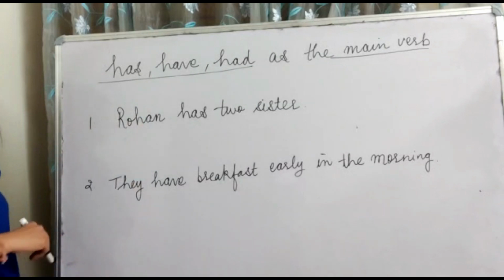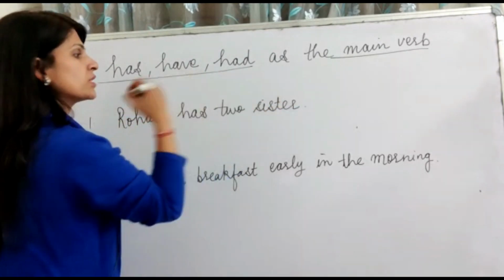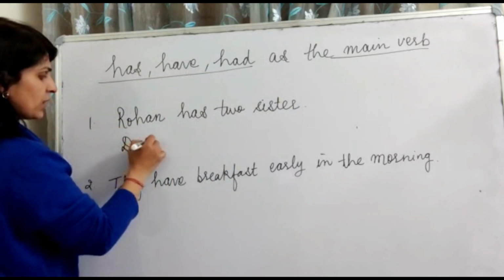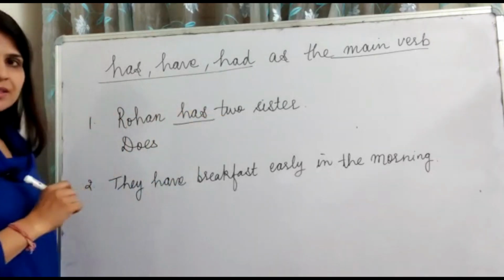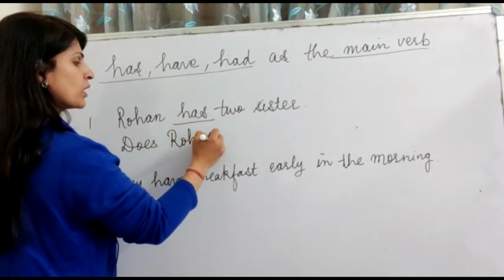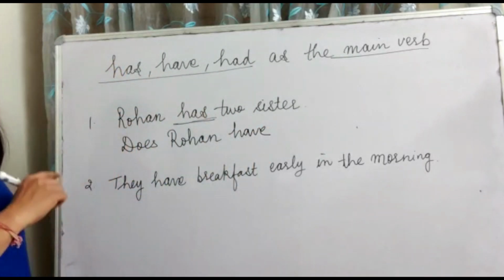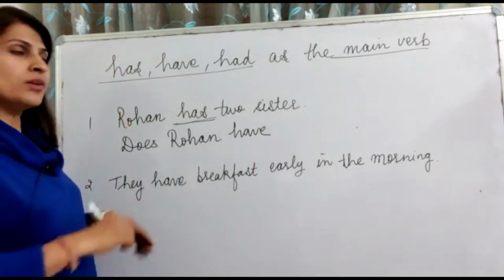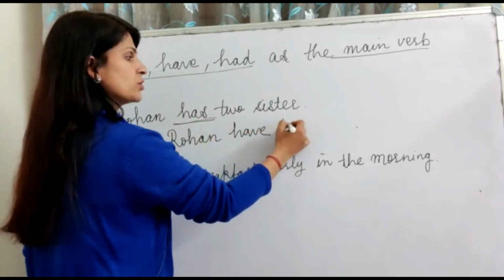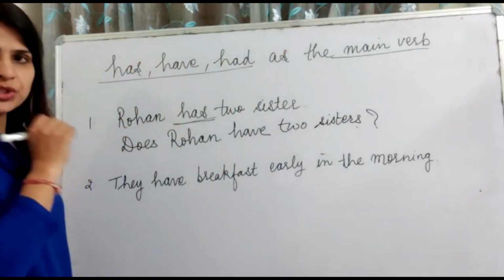Let's learn this with the help of two examples. We have the first sentence here, that is, Rohan has two sisters. We'll change this sentence into a question. So when we have has in the sentence, we should start the question with does. After that, we should have the subject. Does Rohan have? You can see in the sentence we have has, but when we change this into the question, we will use have in the interrogative sentence. Does Rohan have two sisters? And then the question mark.